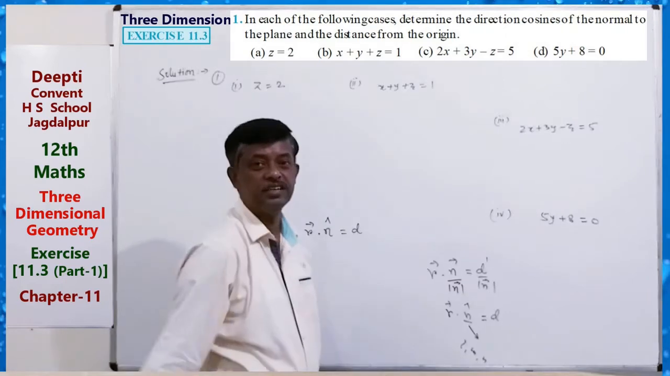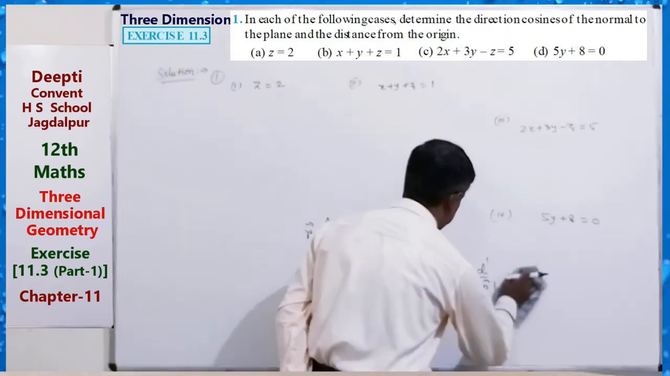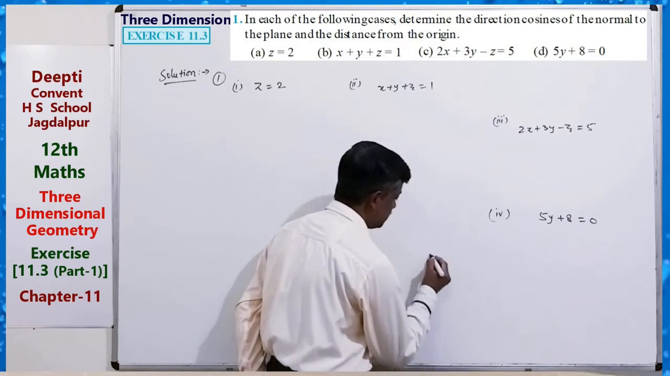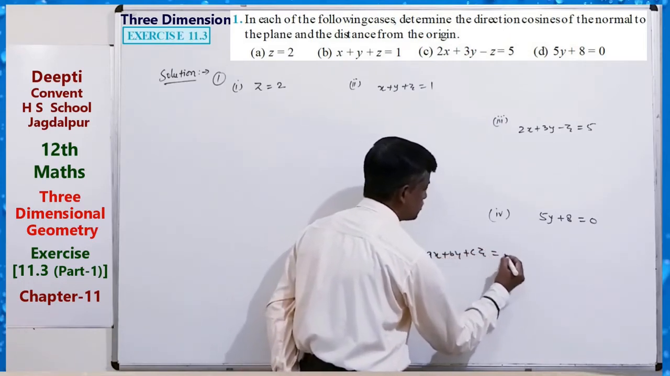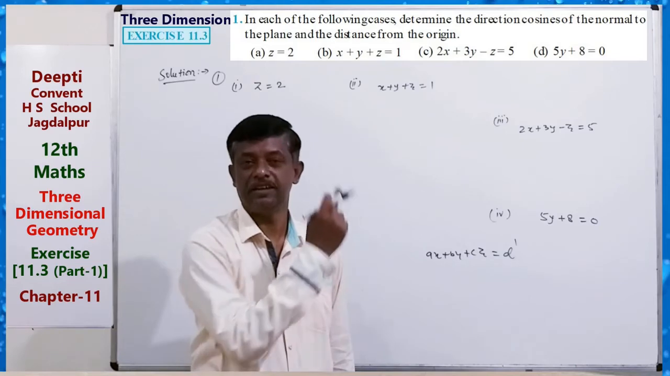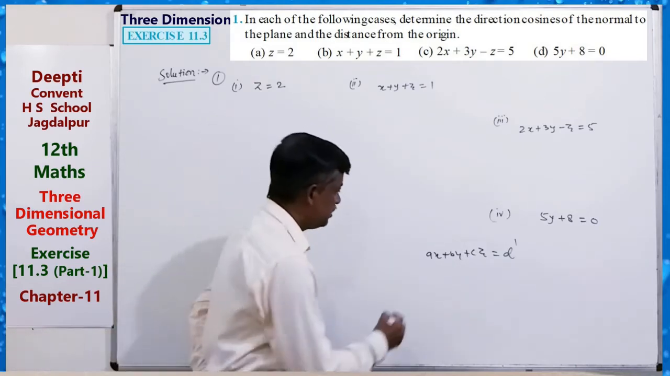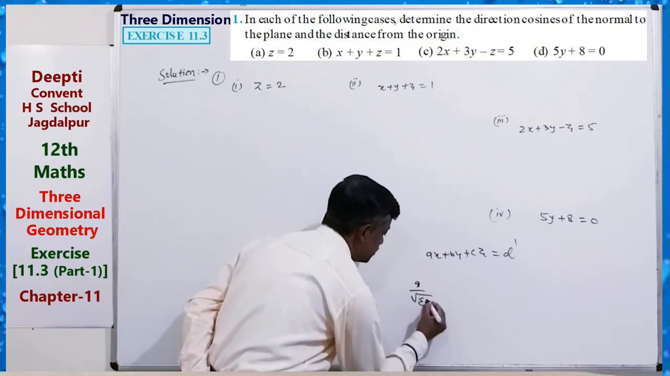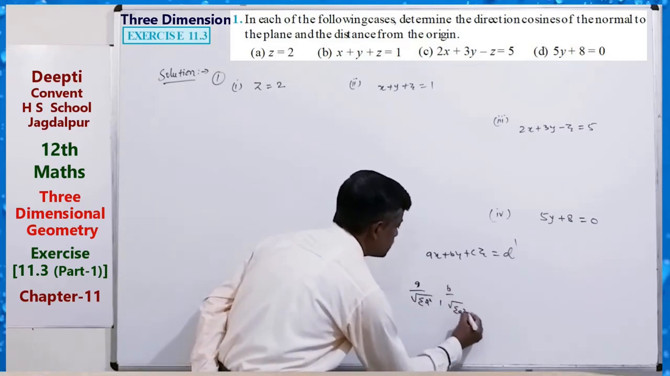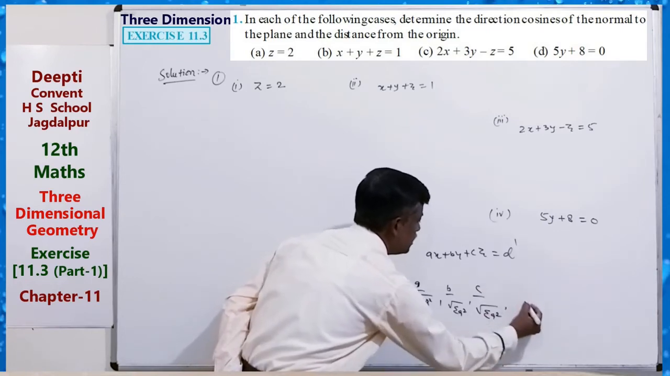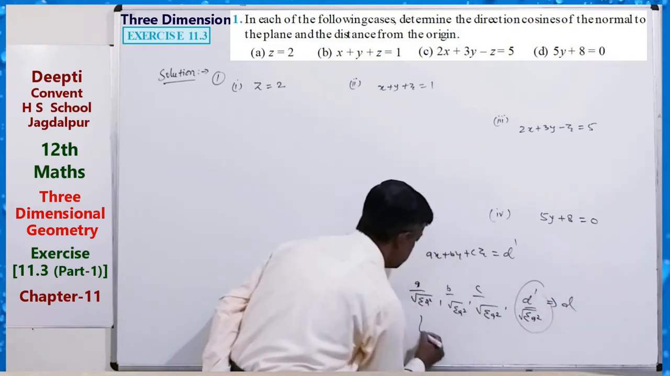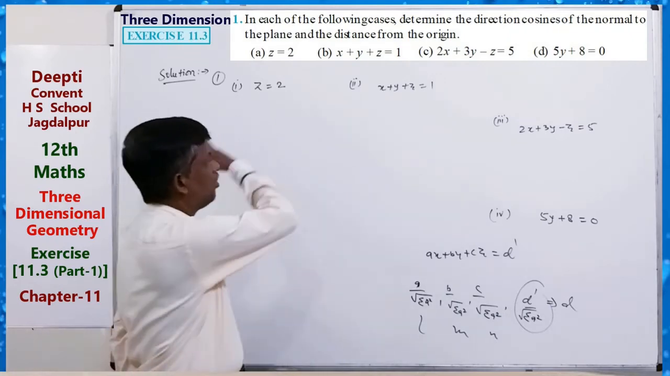In general, this form is given, in Cartesian form, the format ax plus by plus cz equals d dash. For finding the direction cosines of the normal: a by root of summation a square, where summation a square means a square plus b square plus c square, then b by root of summation a square, c by root of summation a square, and d dash by root of summation a square. This will be d, and these will be l, m, n. We have all the equations given in this format.